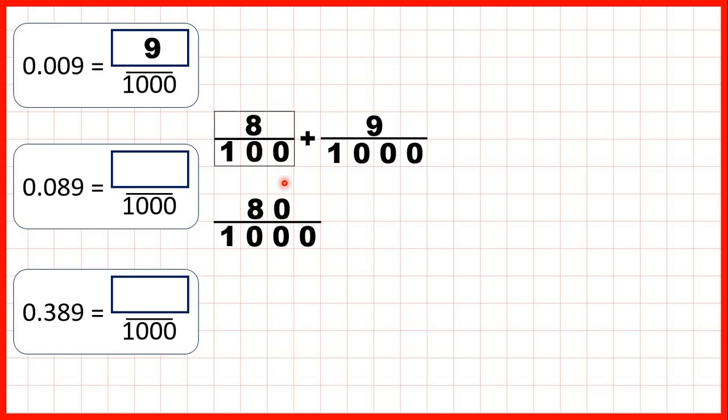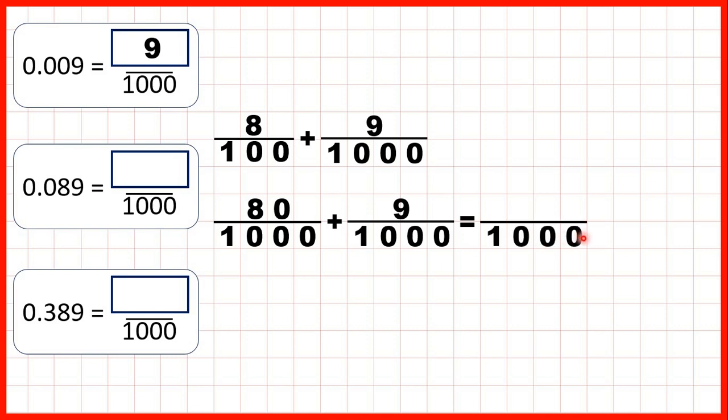They're equivalent fractions, because 100 times 10 is 1,000, and when finding equivalent fractions, what we do to the denominator, we do to the numerator as well, and 8 times 10 is 80. So we can add 9 thousandths to that, and because we've got a common denominator, that stays the same in our answer, and 80 plus 9 is 89. So that's why 0.089 is 89 thousandths.